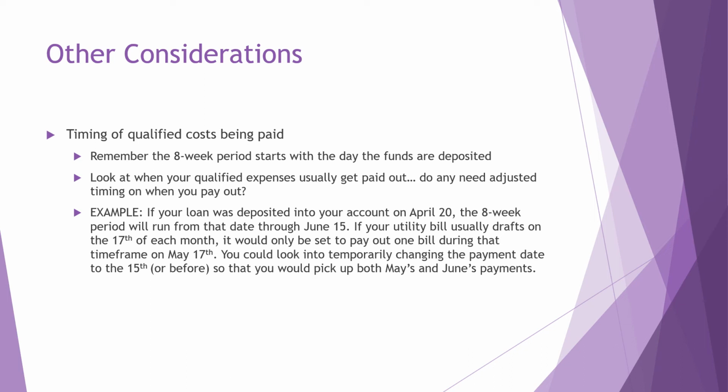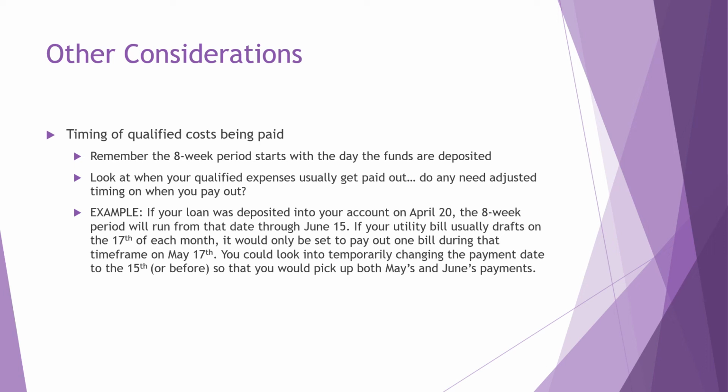So my recommendation would be to look at the different types of qualified expenses and see if you have any like this, and you could temporarily change the payment date. For this utility bill example, I would probably change it to a few days before the 15th. That way we're not running into anything last minute, like if it accidentally didn't draft or accidentally posted on June 16th, we just wouldn't want to take any chances. So maybe I would go ahead and set it to be the 12th.